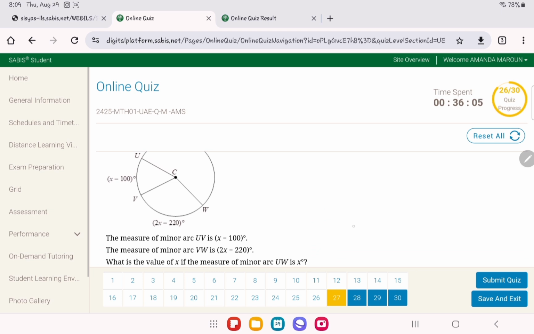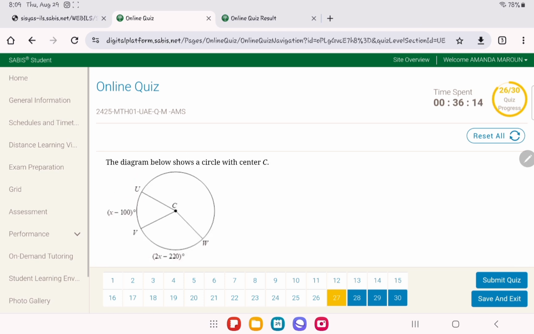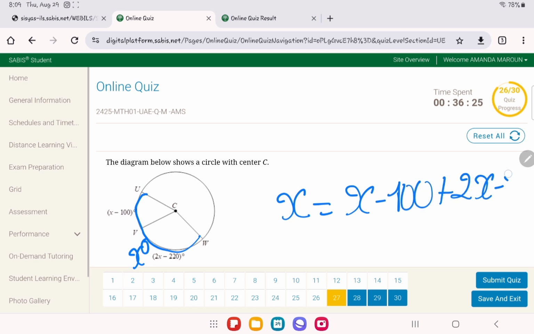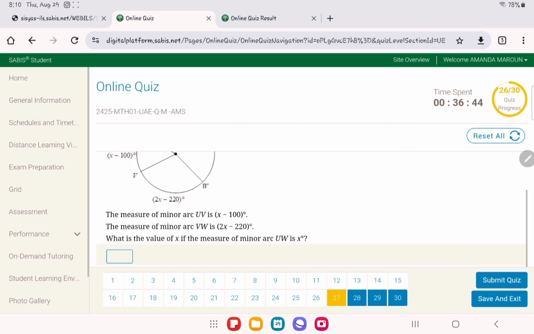Number 27. The measure of minor arc UV is x minus 10. The measure of minor arc VW is 2x minus 220. What's the value of x if the measure of minor arc UW is x degrees? We have UW is x degrees. So what's the value of x? x is equal to x minus 10 plus 2x minus 220. So x minus 3x is equal to negative 230, so negative 2x is equal to negative 230. So then x is equal to 160 degrees.